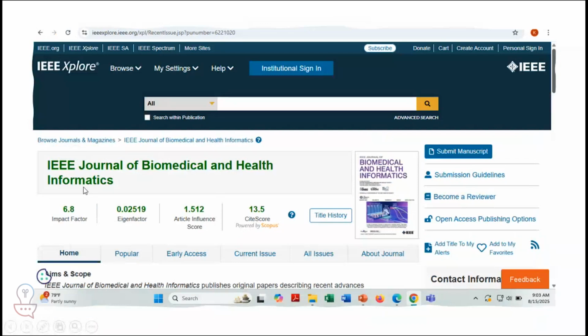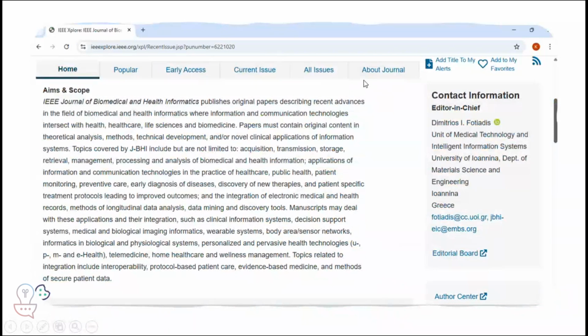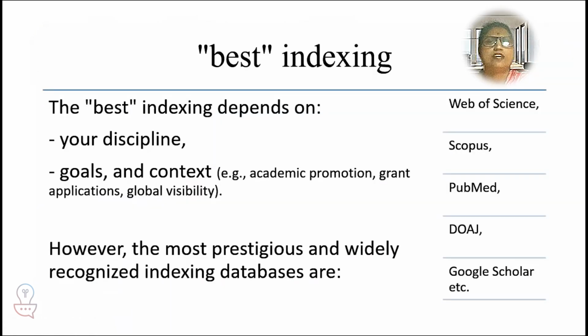Here I have mentioned this screenshot from the IEEE Journal of Biomedical and Health Informatics. You can see here the impact factor for this journal is 6.8. We will see what this impact factor is. Next slide. You can see here about the journal. Whenever you want to know about this journal, you click on this and then indexing and all will appear in front of you.